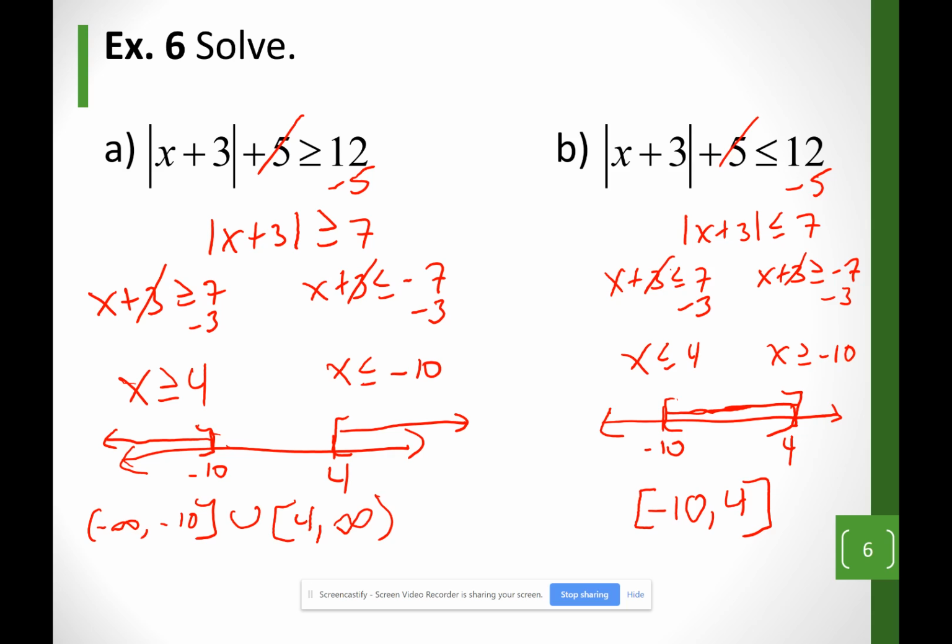Notice how my answer, when it came to interval notation or the graph, changes. And to be honest, the difference in the two questions is just the inequality symbol.